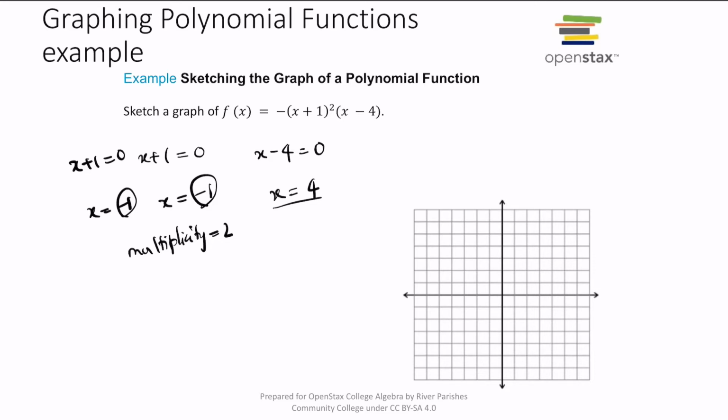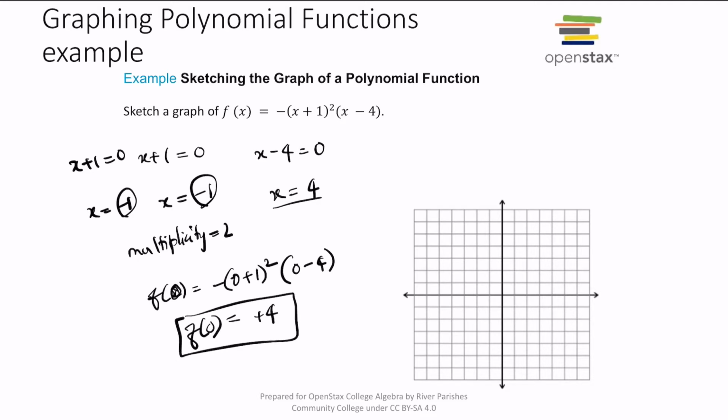Next we have to find the y-intercept. Put x equal to 0 and find f of x. So it becomes minus of 0 plus 1 squared times 0 minus 4, so it becomes plus 4. So this is the y-intercept. This y-intercept becomes 0, 4. So you have negative 1 and 4, which can be written as negative 1, 0 and 4, 0.